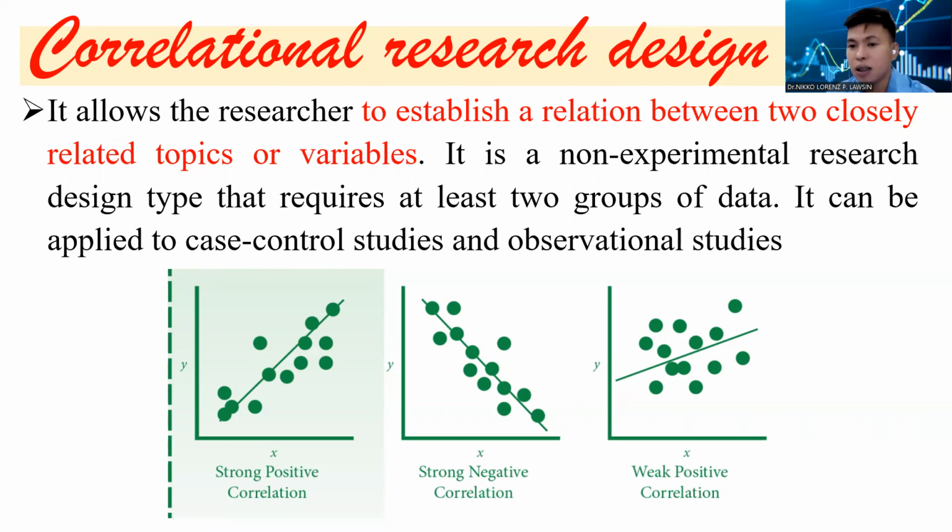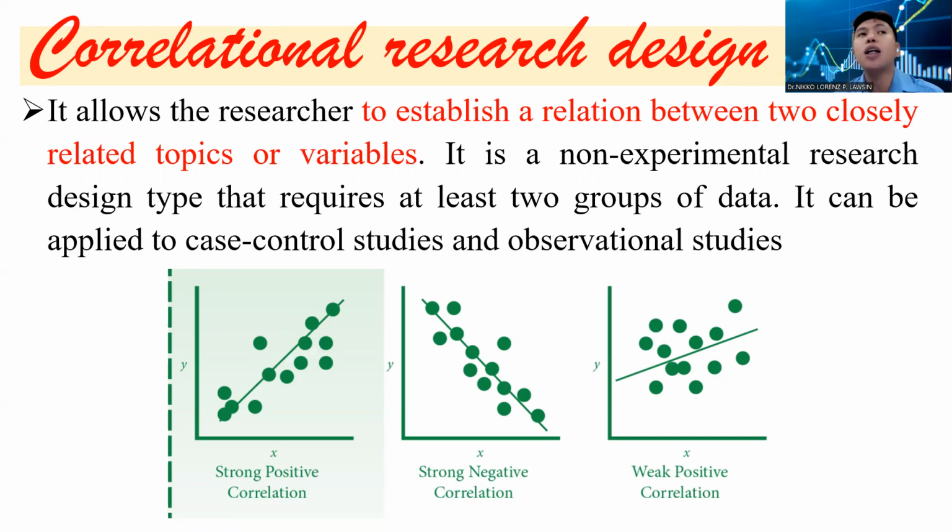It can be applied to case control studies and observational studies. I'd like to clarify at this point the difference between correlation and causation. When you say correlation, you are just determining the relationship between the two variables that you are studying. For example, you have X and Y. You're just correlating or finding the relationship that exists between X and Y.